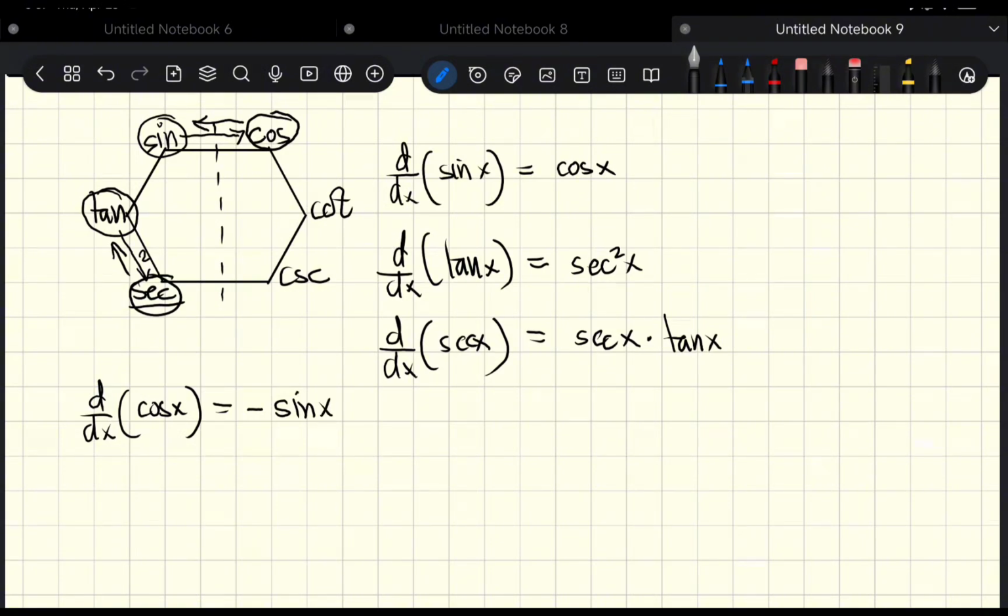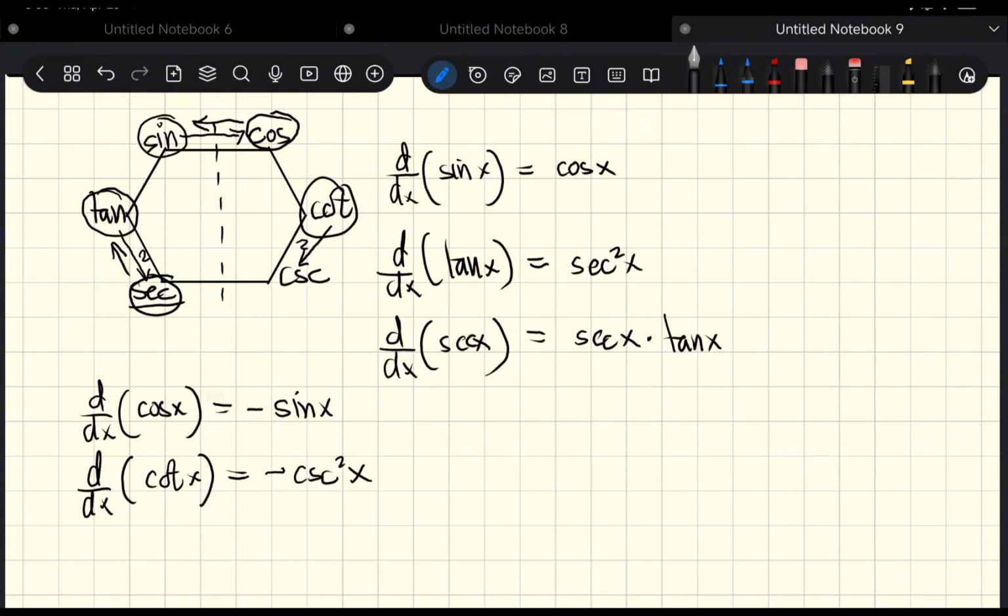How about the derivative of cotangent or cot x? Since it is in the middle, we move down here. We move down and we're going to square that. So that is negative cosecant squared x.